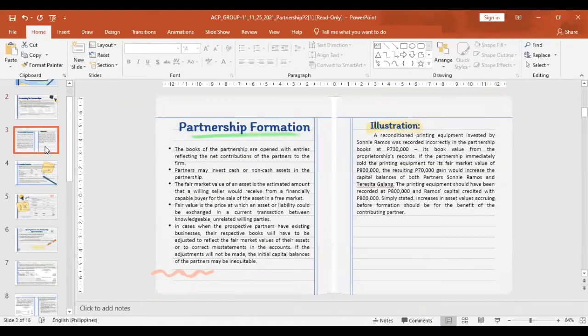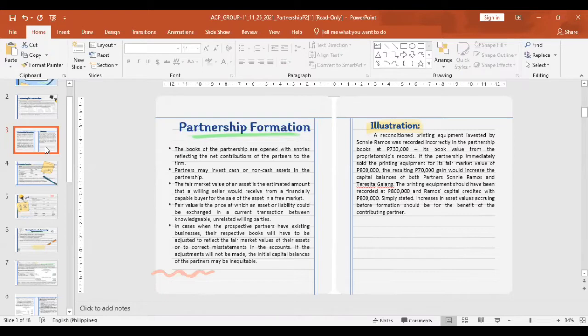So, partnership formation. The books of a partnership are opened with entries reflecting the net contributions of the partners to the firm. So, partners may invest cash or non-cash assets in the partnership. So, pwede kang mag-invest ng cash, pwede din siyang parang non-cash assets such as land or building or equipment or machinery. Depende na yun sa'yo. So, the fair market value of the asset is the estimated amount that a willing seller would receive from a financially capable buyer for the sale of the asset in the free market.